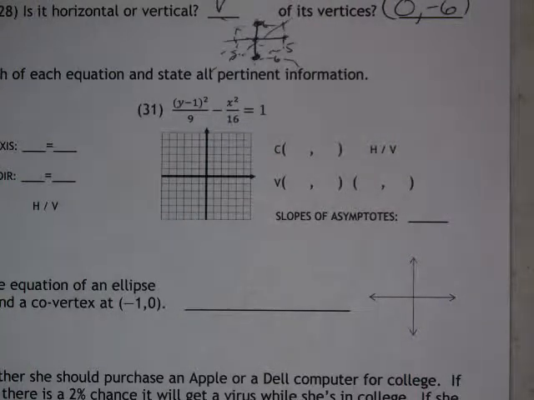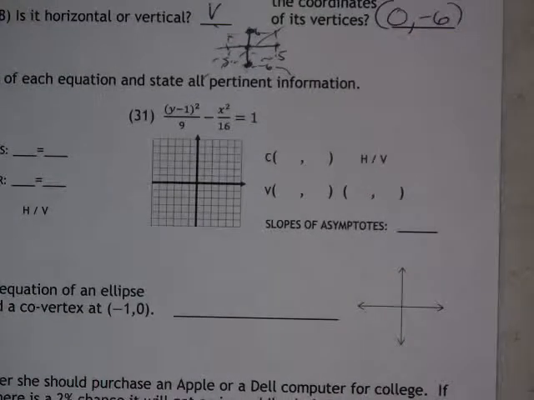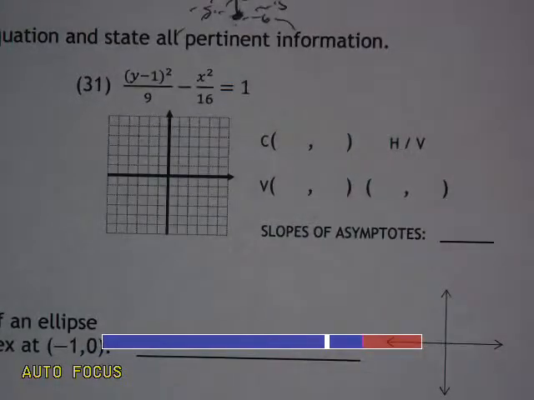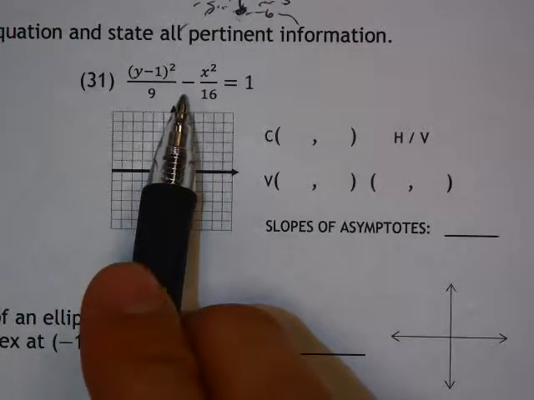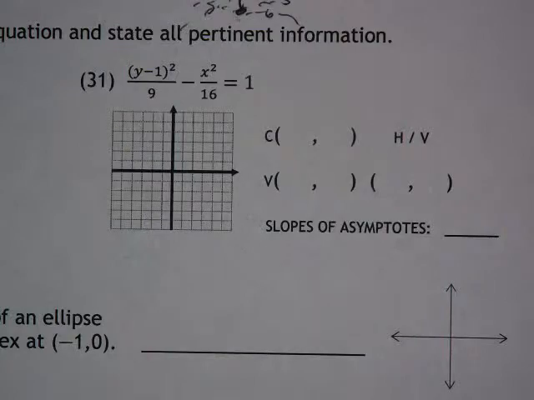Worksheet 35.2 review for Algebra 2, number 31 is the one I'm going to look at here. We're asked to create an accurate graph of each equation and state all pertinent information. And we look at this equation. I'm going to zoom in just a little bit here. Since there's a minus sign, since there's subtraction, that right off the bat tells me it's a hyperbola.